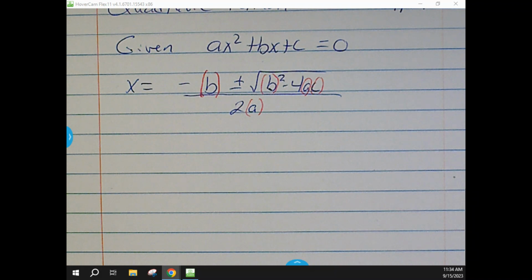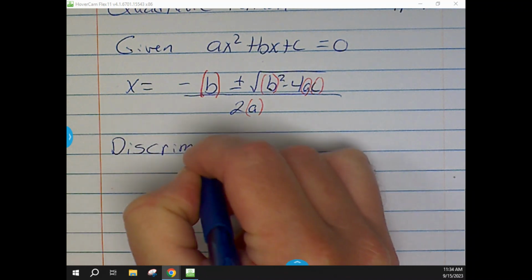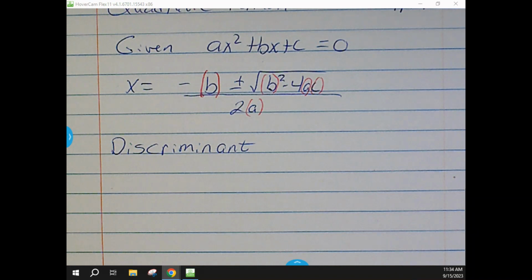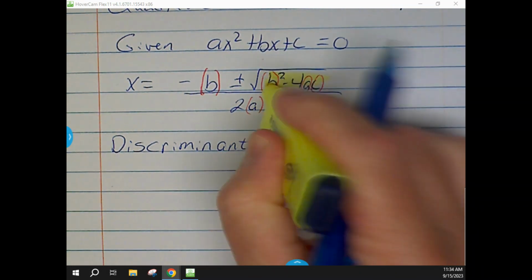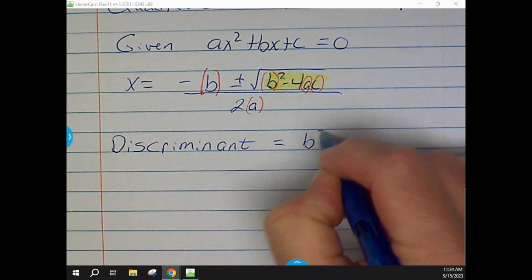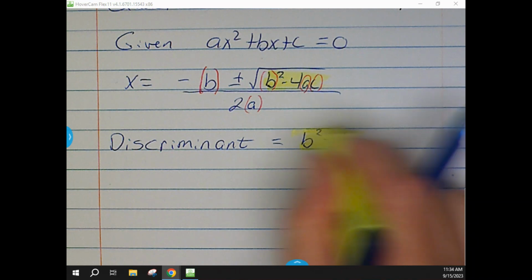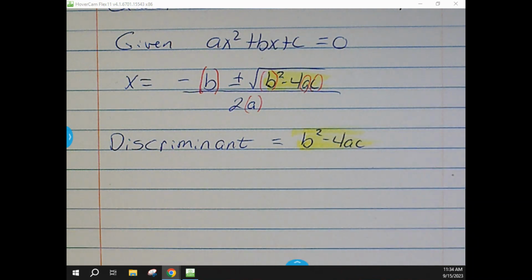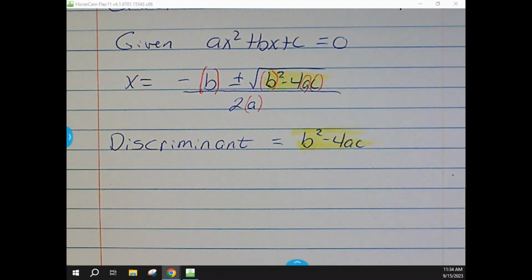All right, and here's the big thing with this one. They have something they call the discriminant. Basically, that's the inside of our square root, so that's b squared minus 4ac. The first thing we're going to do is look at this number, because what that answer is will tell us how many solutions we're looking for.